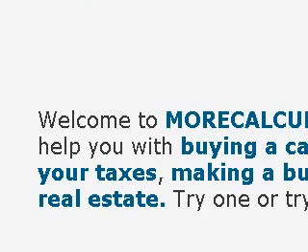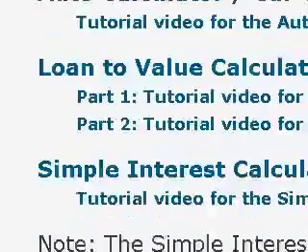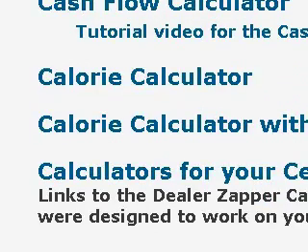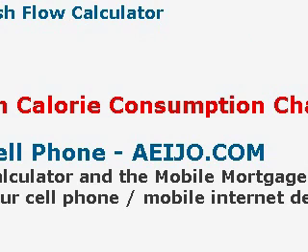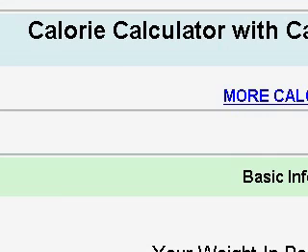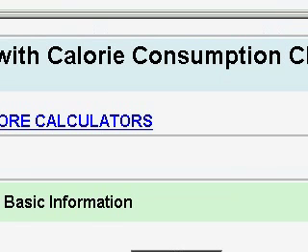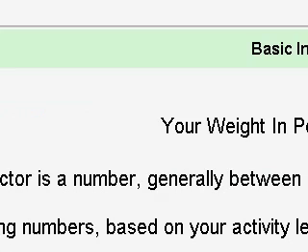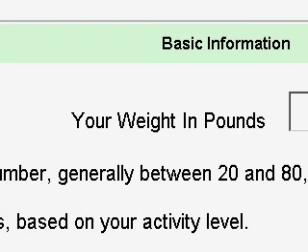Now, to get to our calorie calculator with calorie consumption chart, just go to our home page and scroll until you see the calorie calculator. Now, you'll want to click on the one that says calorie consumption chart, and you'll see we are now at the calorie calculator with calorie consumption chart. Now it's going to ask us for some information, and we'll go through these together.